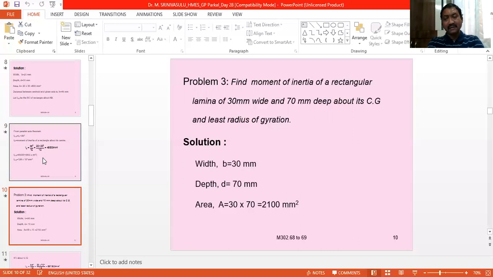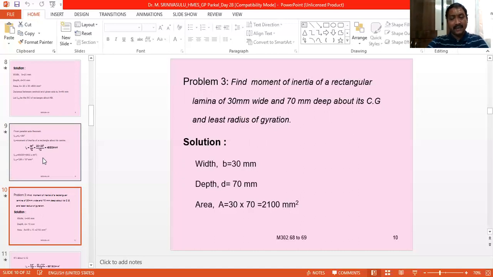CG, generally we use in case of the solid figures, solid masses, and centroid is used to define the lamina. The centroid is for the areas of the lamina.